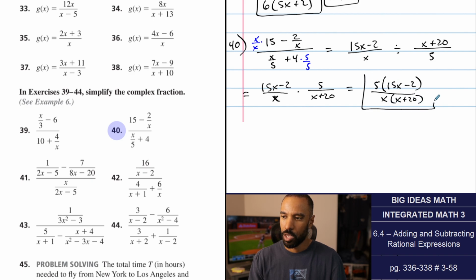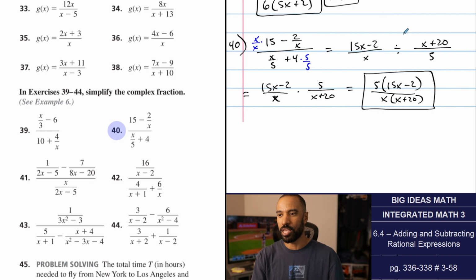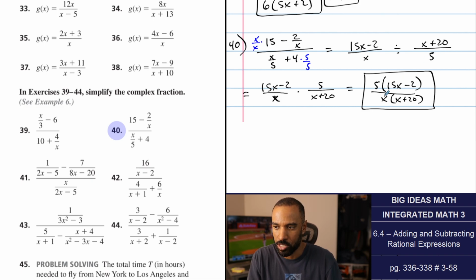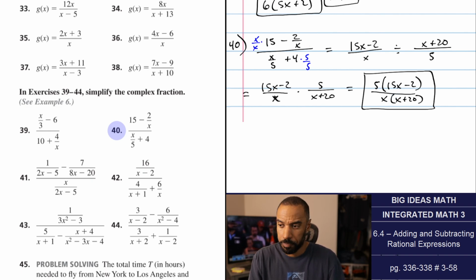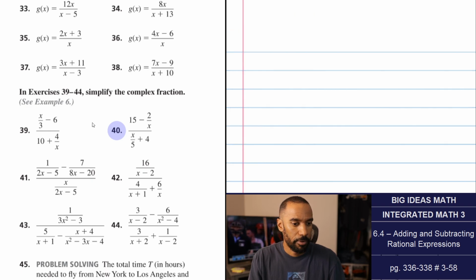We're all golden there. What we have to check on is, was there anything in a previous denominator that we'd have to address? And I think that answer is no. This was a 5 before, no restrictions there. And any restrictions here, 0 and negative 20, are implied on their own. They didn't cancel, so we're good. Okay, number 41.